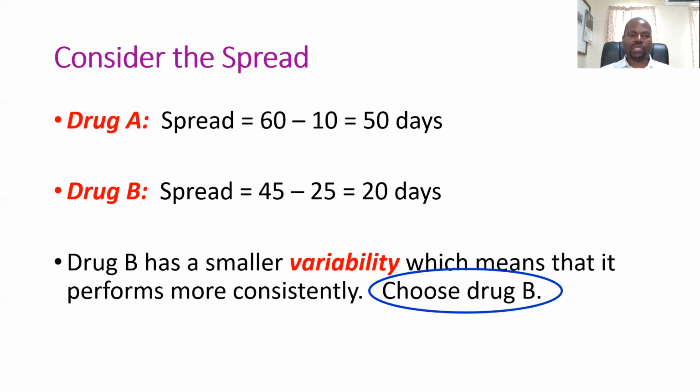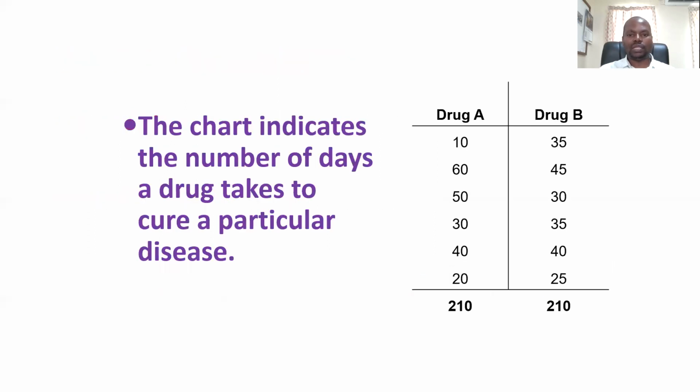So if you were to make a choice based on just the range, then choosing drug B would be better. Whether you spend 45 days, it's still okay, because if you look at drug A, you can even go up to 50-something days, you can go to 60 days. But for drug B, the maximum is 45, which is a little bit more desirable than the figures we have in drug A.